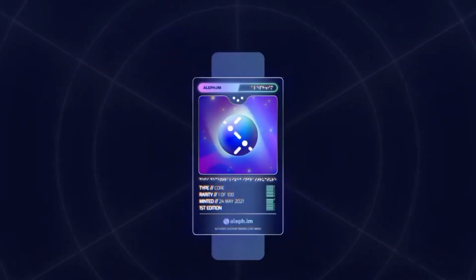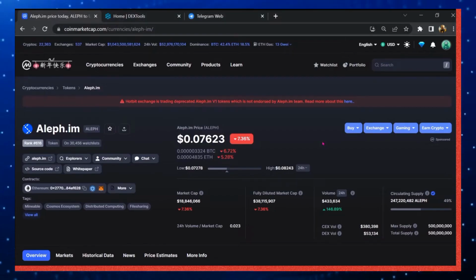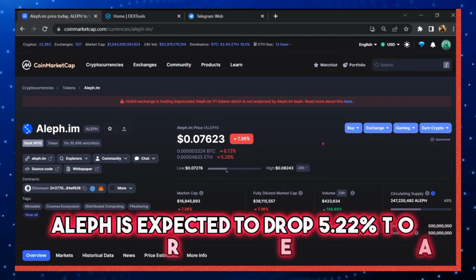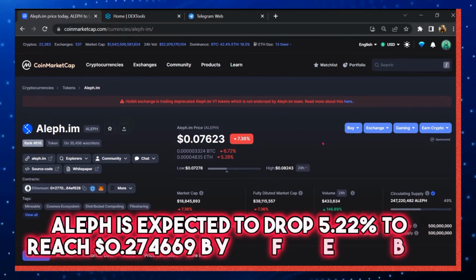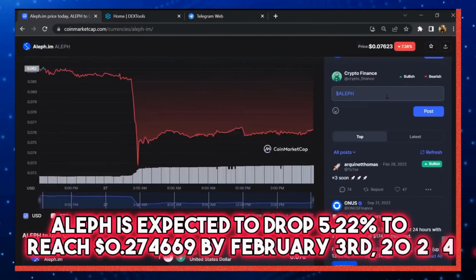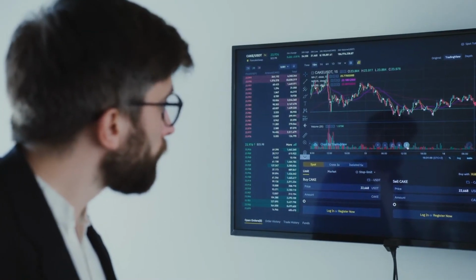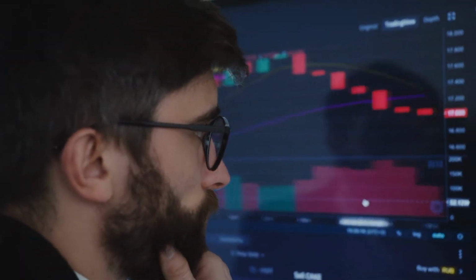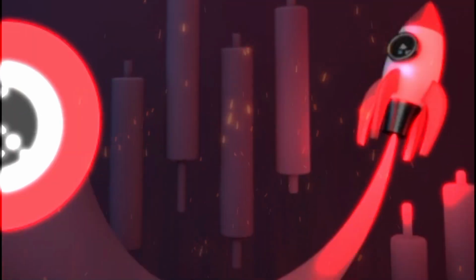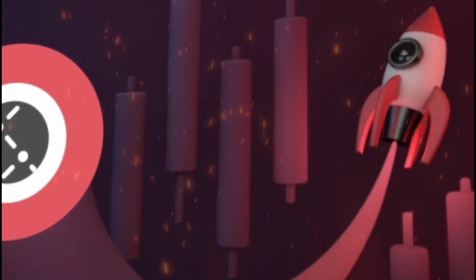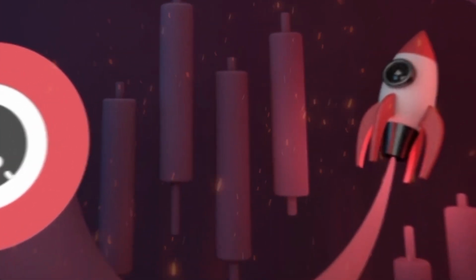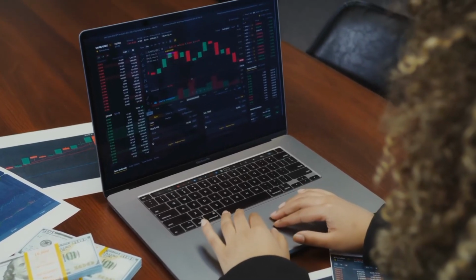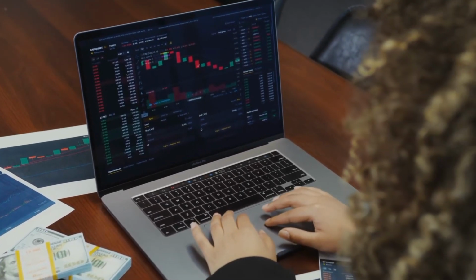Aleph.im, Aleph, is a cryptocurrency token used on the Aleph.im decentralized network. According to a short-term price forecast, Aleph is expected to drop 5.22% to reach $0.27469 by February 3, 2024. Technical analysis shows investor sentiment is currently bullish, while the Fear and Greed Index suggests some greed is driving the crypto market. Over the past month, Aleph.im has seen 57% green days where the price closed up. But there has also been 34.39% volatility during this period.